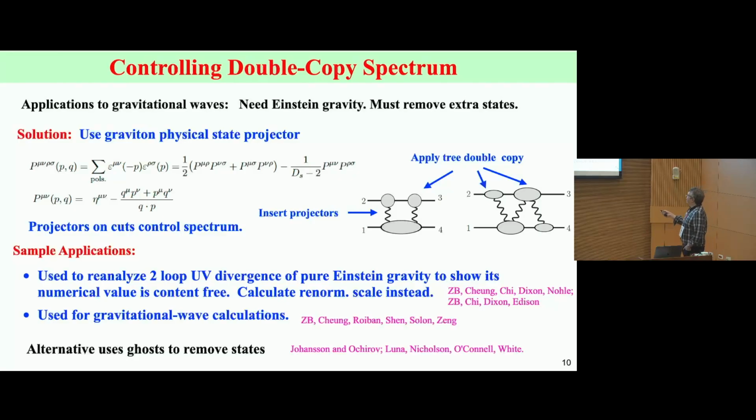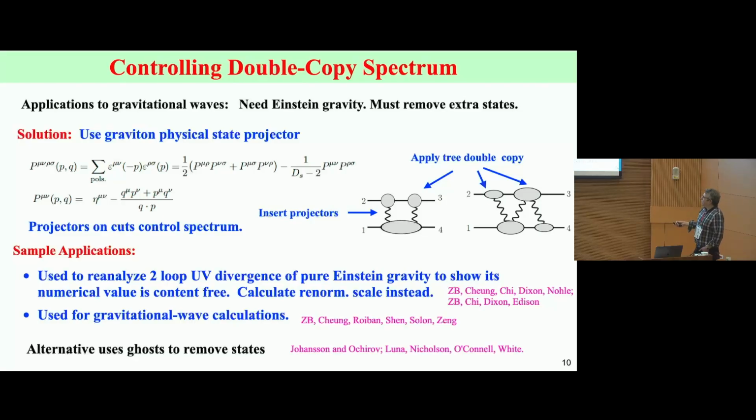And then when you do the sewing of the trees, right, what happens, let's say there's a physical state projector on here, it's graviton, there'll be no unwanted states in these trees by the argument we said before. And this is, in fact, how we construct the integrands for gravitational waves. We just insert the projectors. You know, not a big deal.